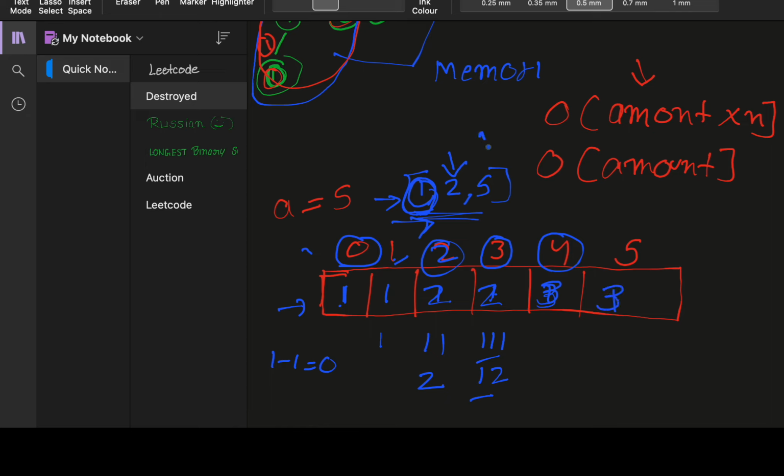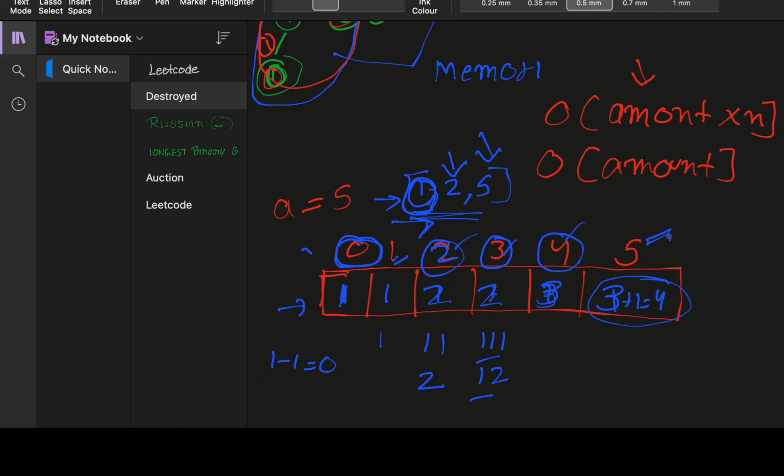Now we only have the 5 coin left to iterate, so we cannot pay 5 here because it gets a minus number, and we cannot pay here also, and here also. If we pay the 5 amount using 5, we are left with 0 amount, and to pay 0 amount we have only one way. So basically we have 3 plus 1, that is 4, and our answer would be here.